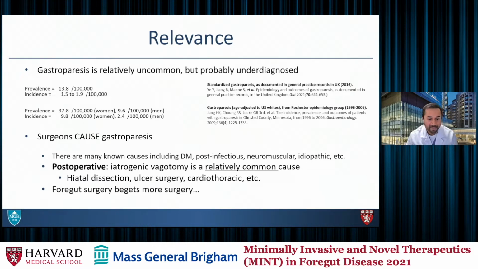A lot of the causes of gastroparesis were previously discussed, which include diabetes, post-infectious, neuromuscular, and idiopathic. But a relatively common cause is post-operative, with an iatrogenic injury to the vagus nerve during foregut surgery, such as hiatal hernia repairs, ulcer surgeries, cardiothoracic surgeries, including lung transplants, and other surgeries as well.